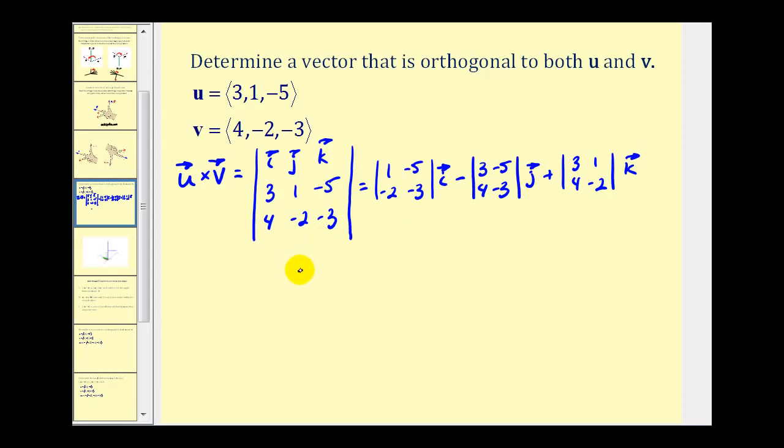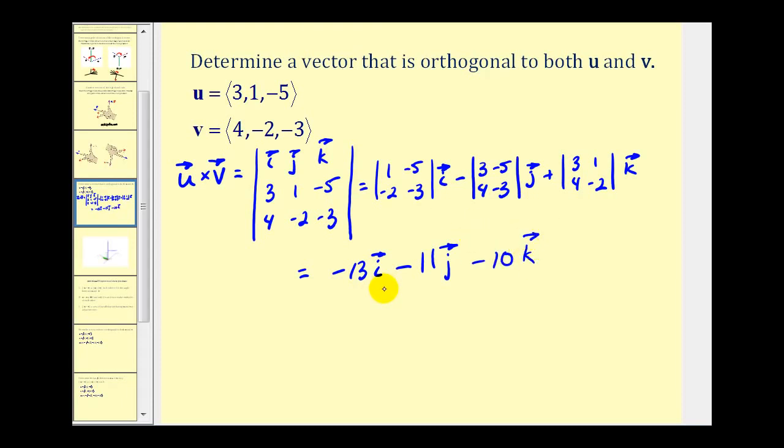Let's go ahead and evaluate this. We're going to have negative 3 minus positive 10, that's going to be negative 13 times vector i, minus, here we'll have negative 9 minus negative 20, which will become negative 9 plus 20. It'll be positive 11, but we do have this minus sign here, so I'll have minus 11j, plus, here we'll have negative 6 minus 4, that's negative 10 times k. So instead of writing plus negative 10, I'll go ahead and just write minus 10k.